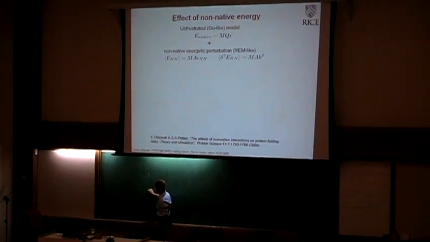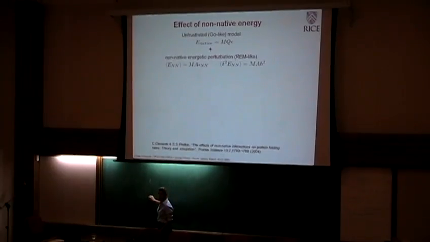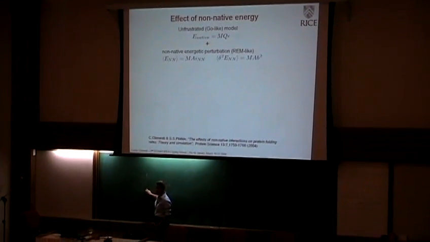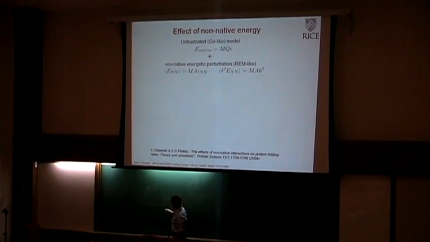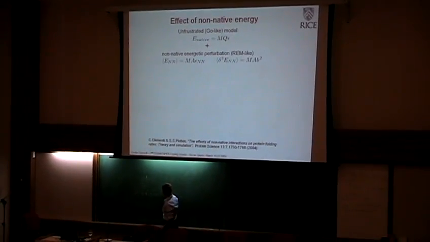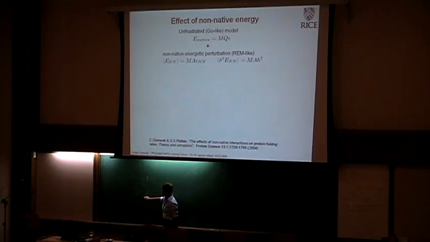We have one particular state that is much more stable than this distribution of non-negative energies. As long as the gap between the negative energy and the average of the distribution is large with respect to the variance of the distribution, we are in good shape. We know that we can fold. So if we have a Go model, we have this energy here, and everything is downhill toward this energy.